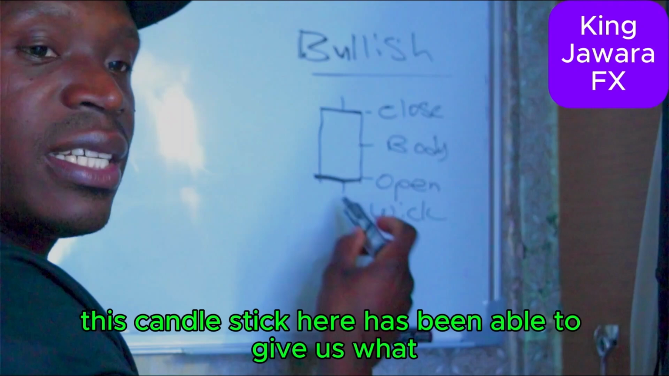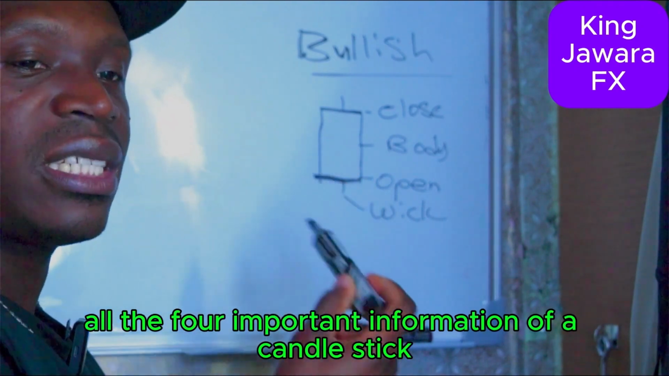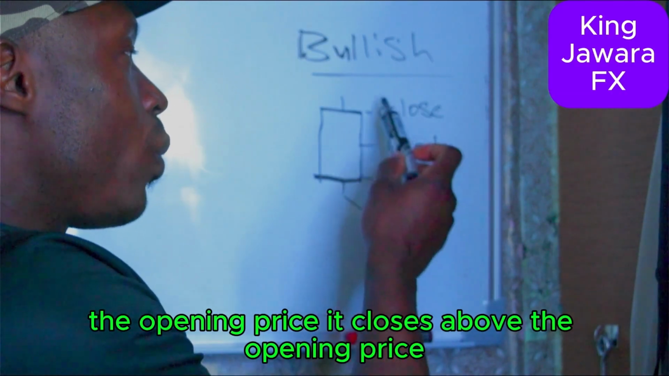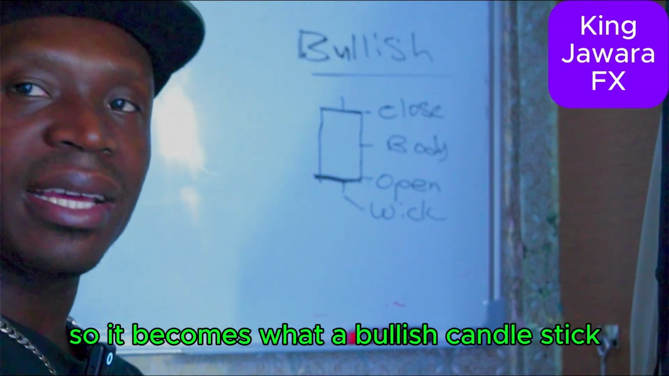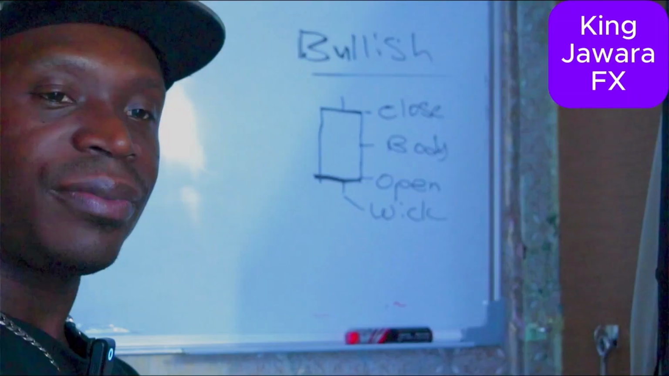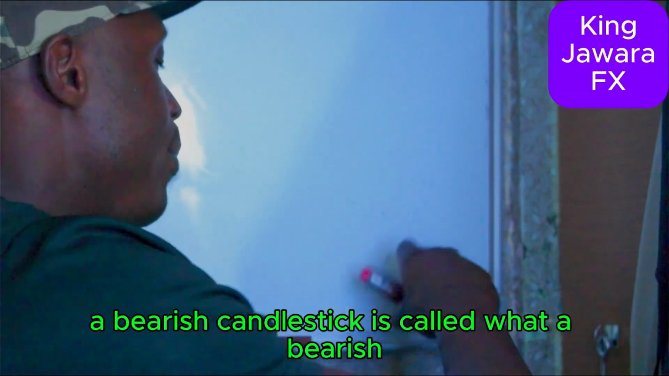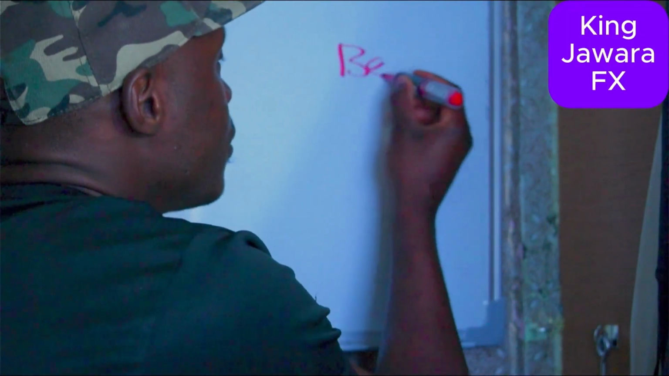So this candlestick here has been able to give us all the four important pieces of information of a candlestick. The opening price, it closes above the opening price, so it becomes a bullish candlestick. Then the second candlestick is called what? A bearish candlestick.